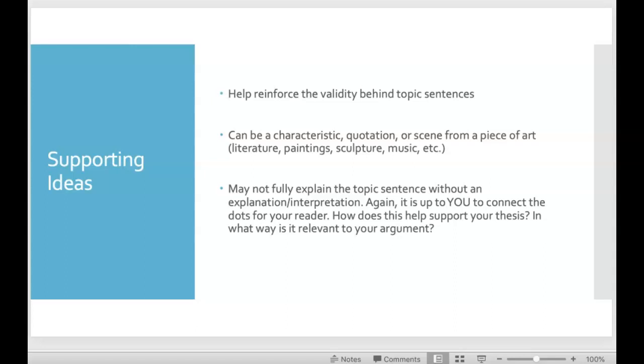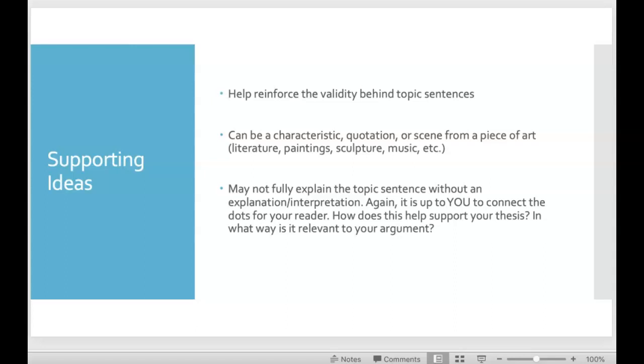It's up to you to connect the dots for your reader. How does this support your thesis? In what ways is it relevant to your argument? So it's not enough to simply have a topic sentence and then here's my quote from the story, or here's my quote from the film, or here's my example from the commercial, or whatever it is that you're looking at.